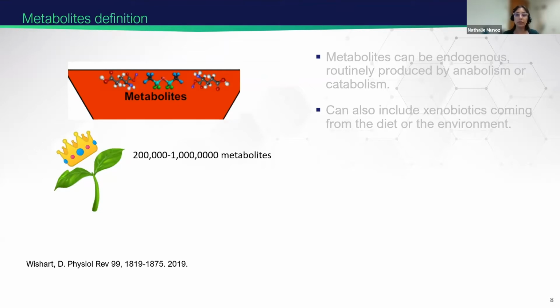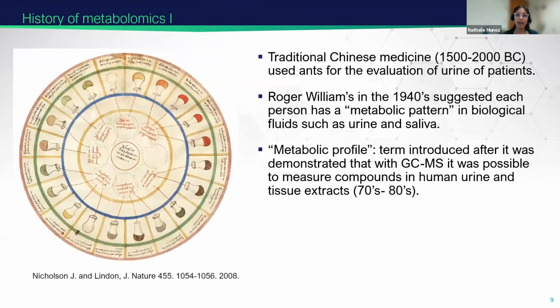So these numbers should tell us about how large and complex the metabolome is. After going through these basics of metabolomics, I want to move a little bit to the history of metabolomics, or how it started. So we've wanted to measure metabolites since approximately 2000 before Christ. In that time, traditional Chinese medicine was using ants to evaluate the urine of patients.